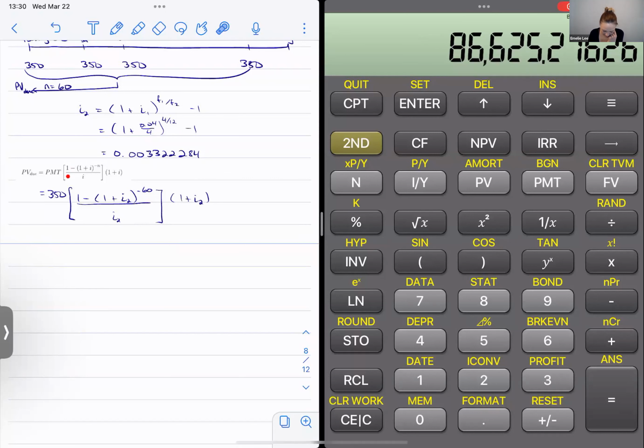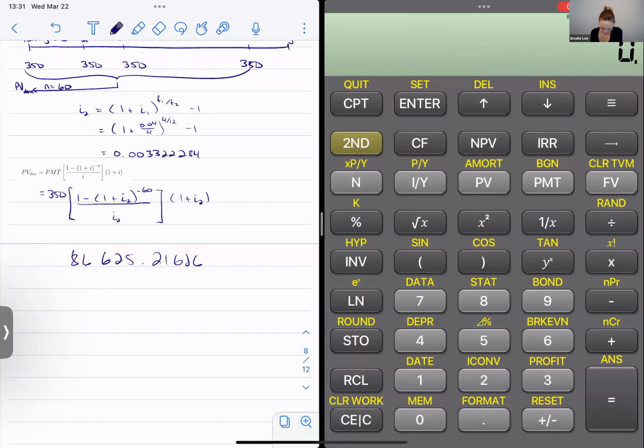Am I not doing this? Am I doing -1? I thought I was doing 1 minus. Okay. I'll try it one more time and then I'll try it on my Desmos one. Okay, I'm just going to jot this down. 86625.21626. Okay.